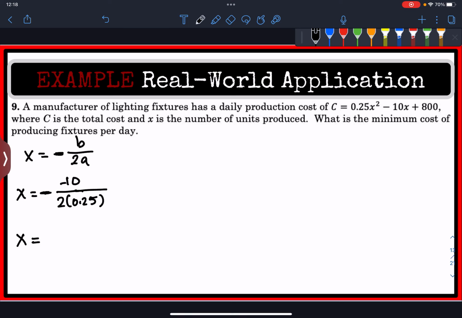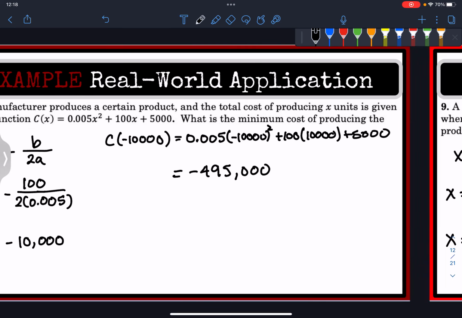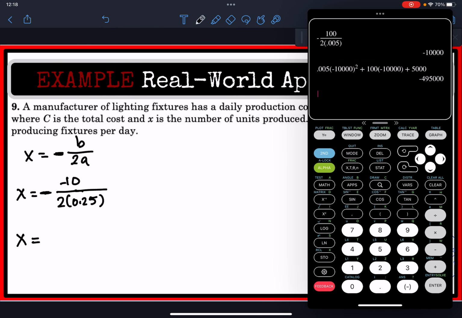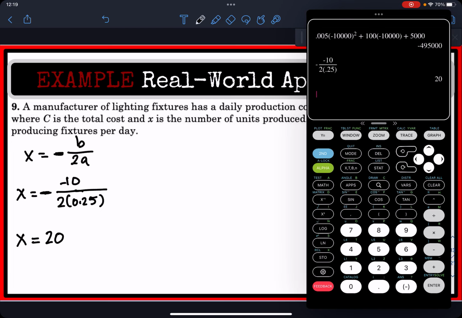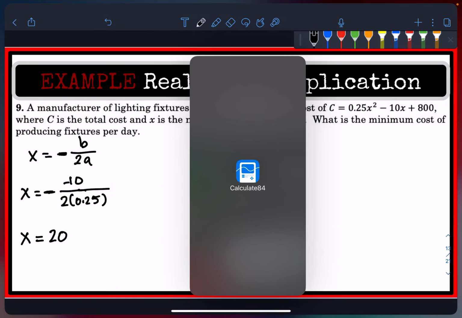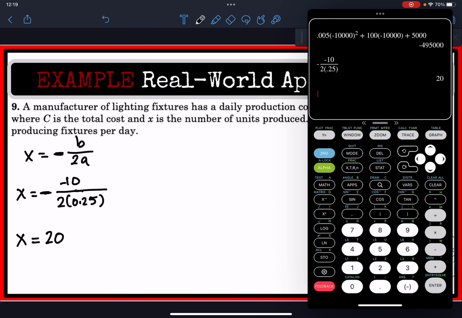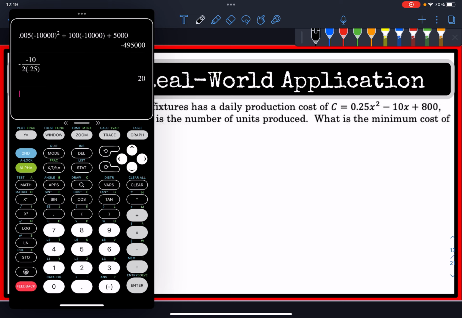So let's see. So negative sign, alpha y equals, and we're going to type in negative 10, and then 2 parentheses 0.25, that's equal to 20. And now let's move over here, and to figure out what the actual minimum cost is, let's plug in that number for X.